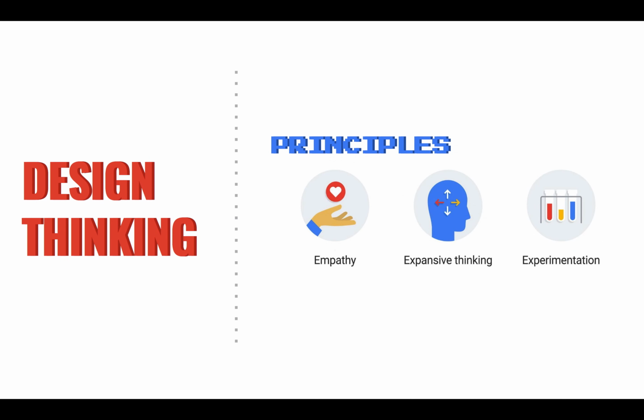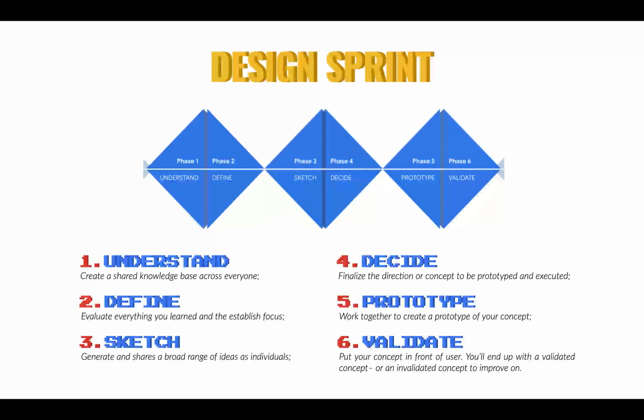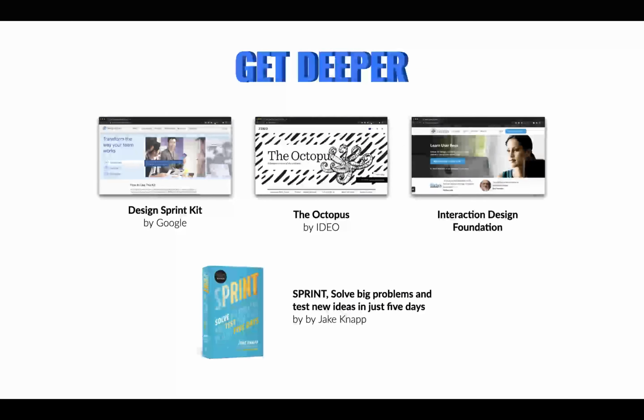And the principles of design thinking are empathy, expansive thinking, and experimentation. The design sprint is one possible framework that you can use, but many exist. If you want to get deeper in this subject, you can go for the Design Sprint Kit by Google. It's a website with all this methodology explained in detail. Or if you want to go even deeper, you can check the book Sprint: Solve Big Problems and Test New Ideas in Just 5 Days. That is a very good book based on the original idea at Google, but with a 5-day agenda. It's pretty interesting, a super short book.